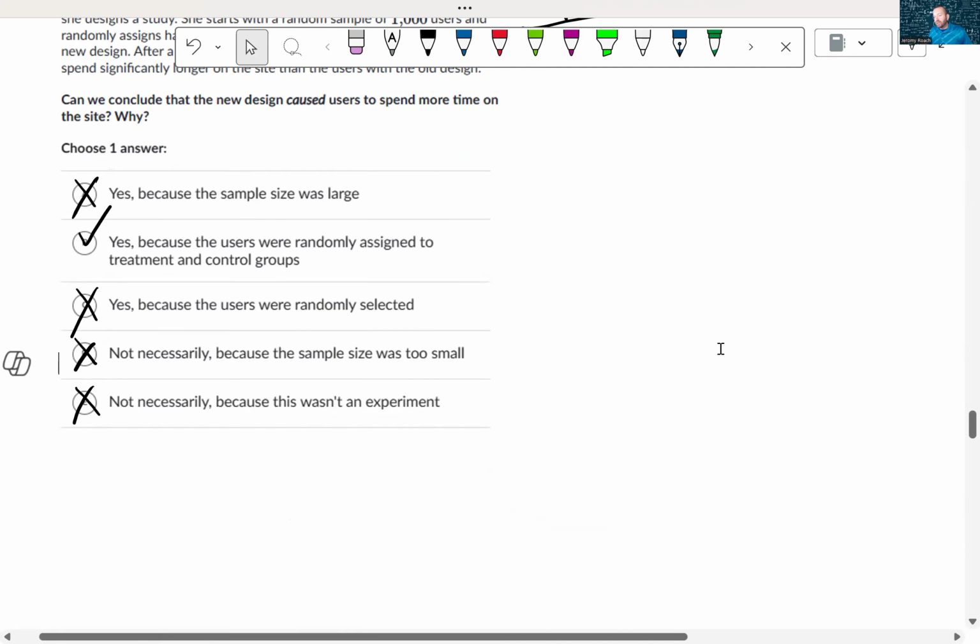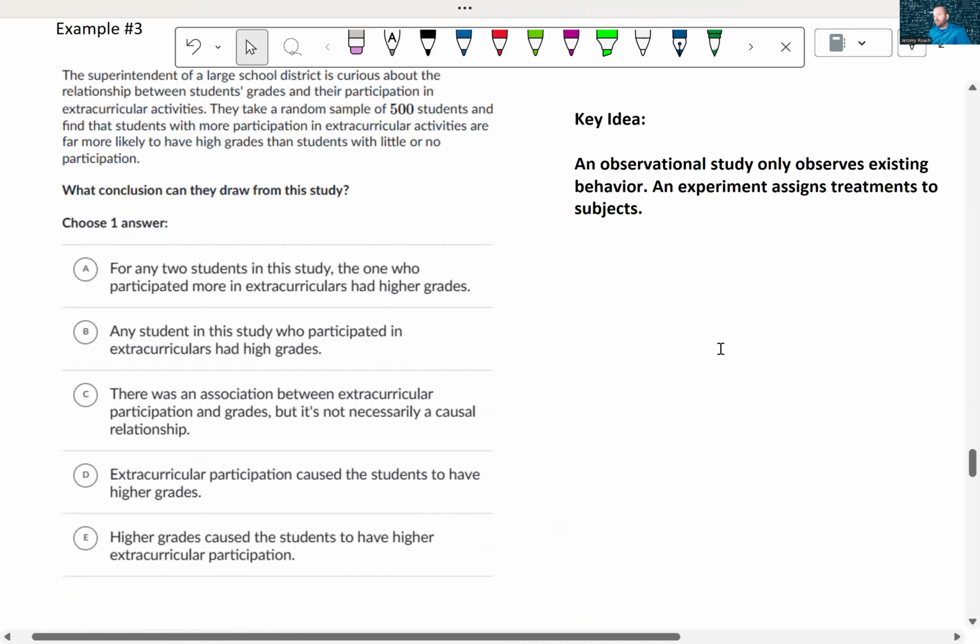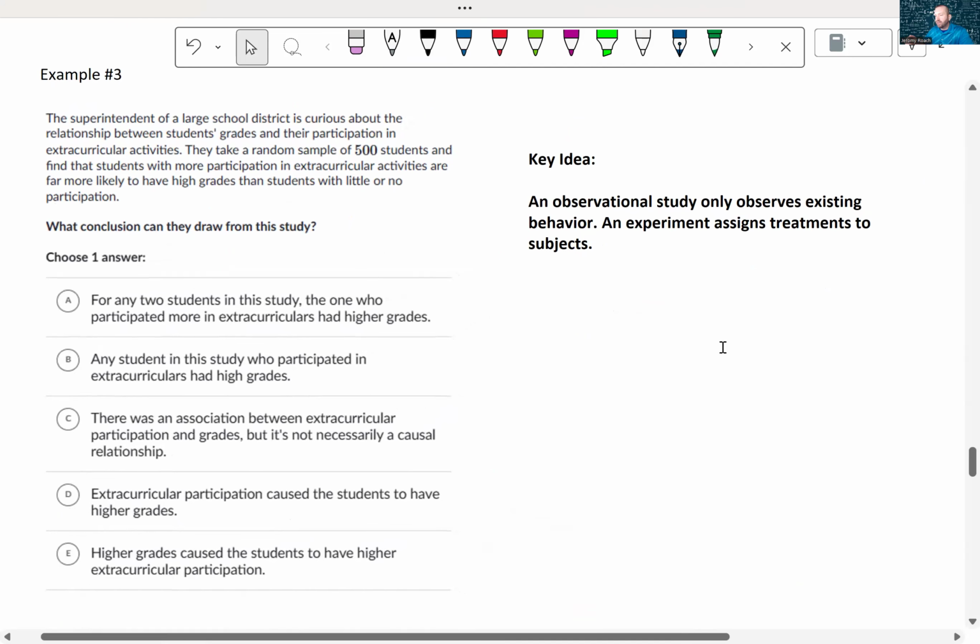Let's look at one more of these. A superintendent of a large school district is curious about the relationship between students' grades and their participation in extracurricular activities. They take a random sample of 500 students and find that the students with more participation in extracurricular activities are far more likely to have high grades than students with little or no participation. What conclusions can we draw from this study?